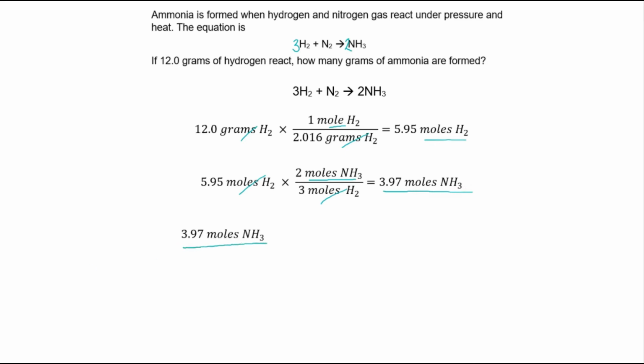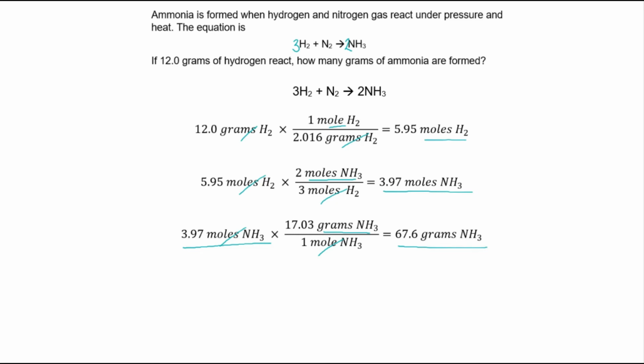Taking my 3.97 moles of ammonia, I'm going to use my molar mass right here to convert from moles of ammonia to grams of ammonia, and I get 67.6 grams of ammonia. And now I have finally answered my question. Once you get more comfortable with these problems, do not feel like you have to break this apart into 3 separate steps. You can also put these steps together, just making sure your units cancel.